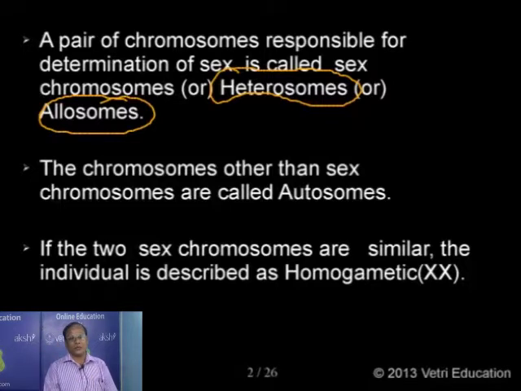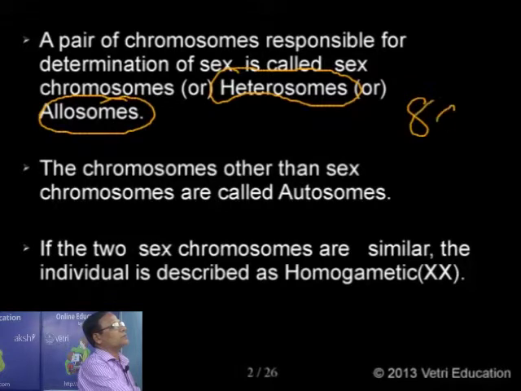So the sex chromosomes are called allosomes or heterosomes. In human beings, two sex chromosomes are present, and these are responsible for the determination of sex. In some organisms, other than these sex chromosomes, certain factors take part in determination. We'll see those later. Now in the case of human beings, or for example Drosophila, which has 8 chromosomes, human beings have 23 pairs of chromosomes, equal to 46 chromosomes.